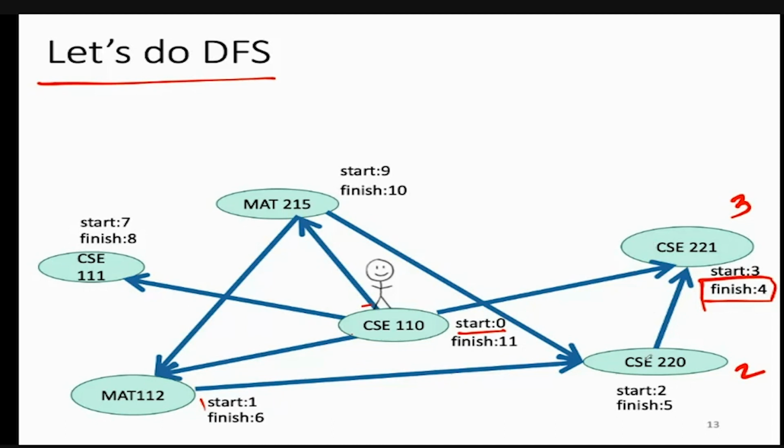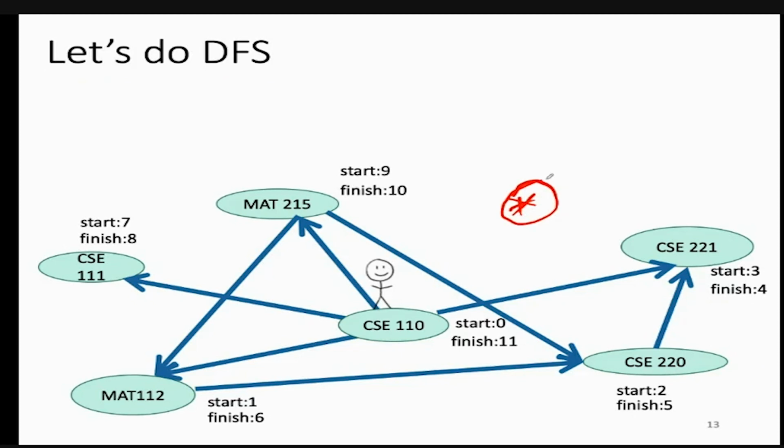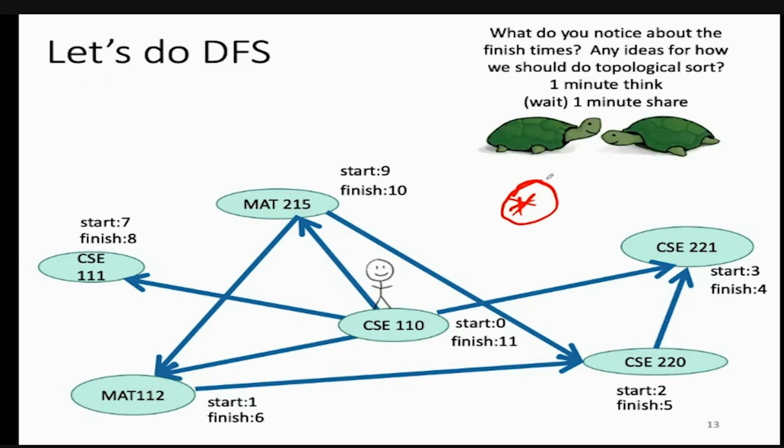By doing it this way, after running DFS, we get the starting time and finishing time for all the vertices, right? This is the standard usage that we will follow. Let's look carefully at the finishing times. We started at CSE 110 at the very first, so let's look at the finishing time of this vertex. This is the highest of all finishing times, right?